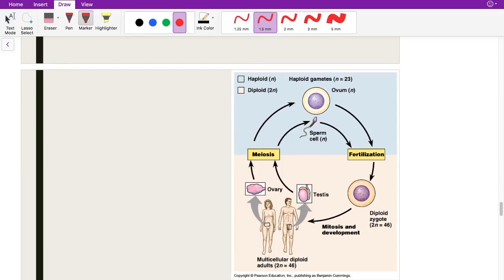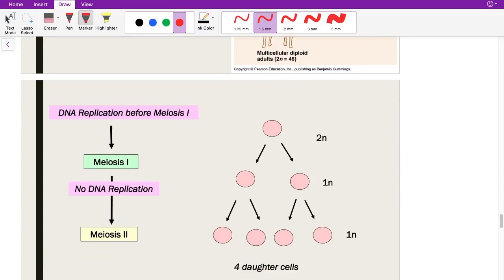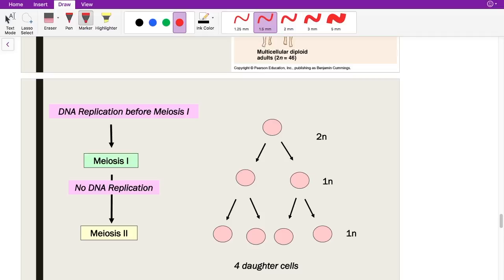So during the cycle, you'll get half your chromosomes from mom and half your chromosomes from dad, which come together to make a diploid zygote having 46 chromosomes. Now, the steps for meiosis are pretty simple. The DNA replicates before, so originally there were 42 or 46. Then you multiply that by 2 and you get 92. So this number for this original cell is 92.